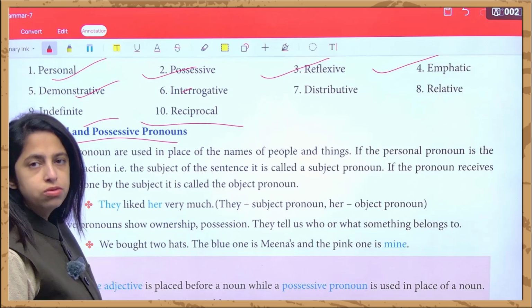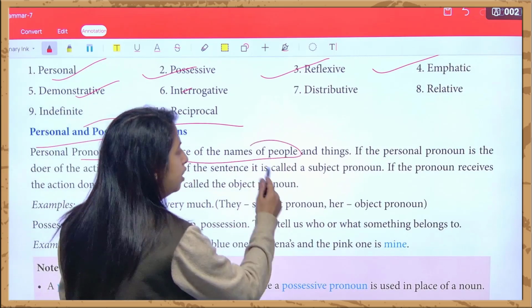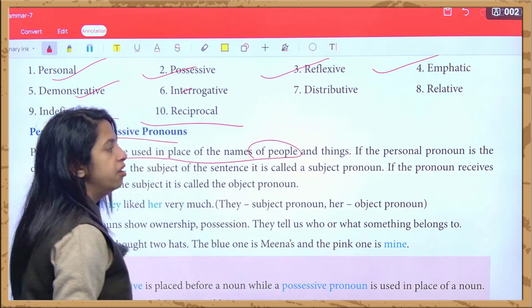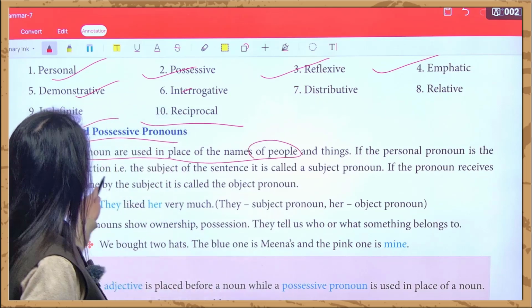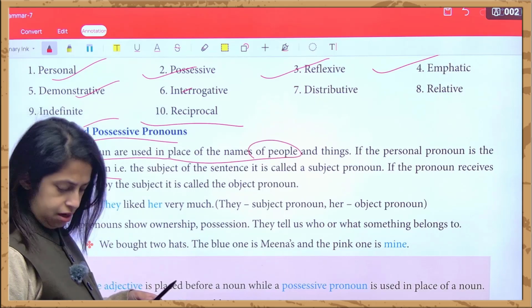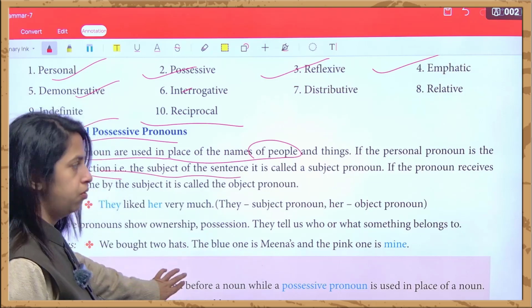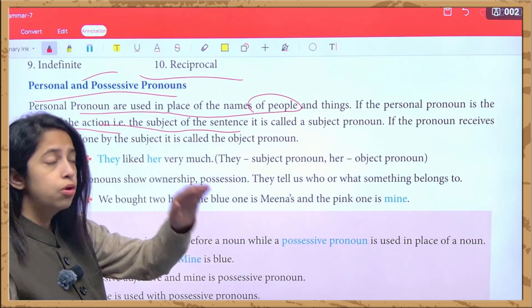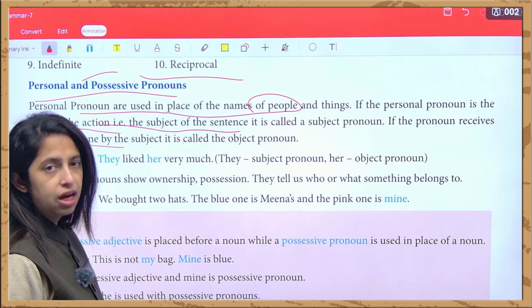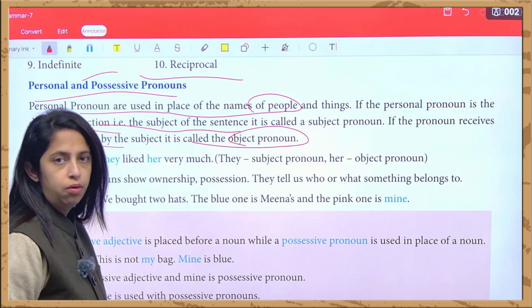देखिए personal pronouns क्या होते हैं, जो हम लोग अपने लिए use कर सकते हैं. They are used in place of a name of people and things. If the personal pronoun is the doer of the action, मतलब जो action करने वाला है वो इंसान है, that is the subject of the sentence, then it is known as a subject pronoun, right? And if a pronoun receives that action which is done by that subject, then it is called the object pronoun, right?